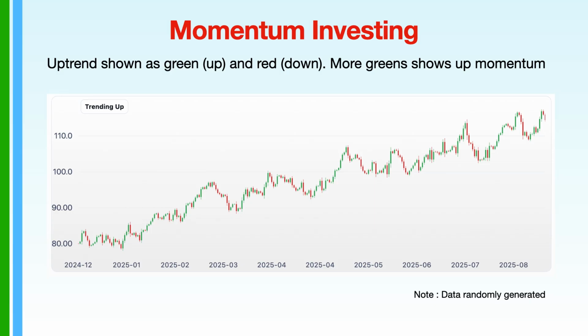Please look at the uptrend shown below, with green indicating up and red indicating down. When there are more greens than reds, and you can see this by just observation, this shows that the trend is upwards.